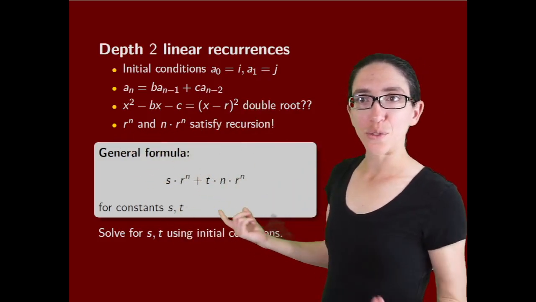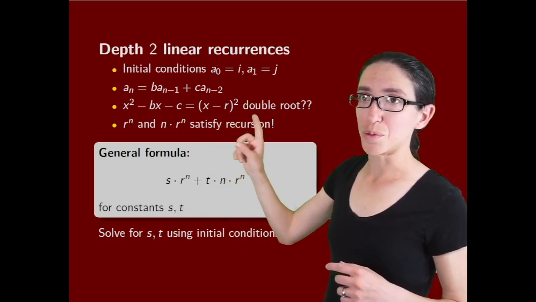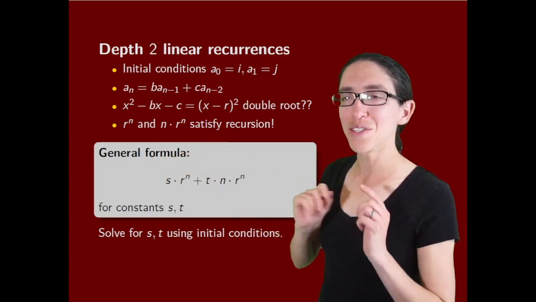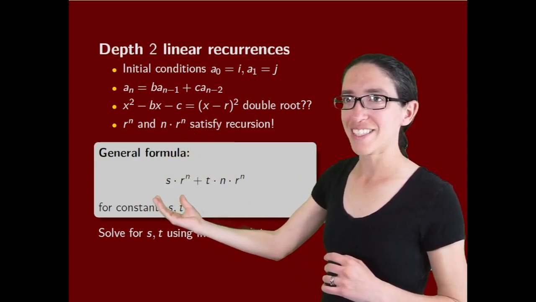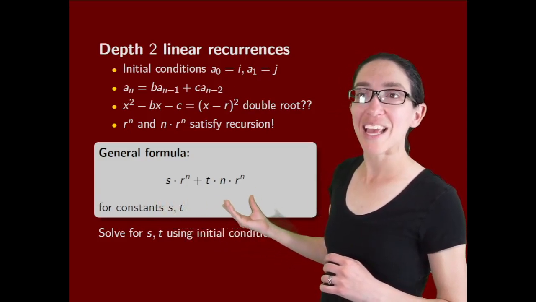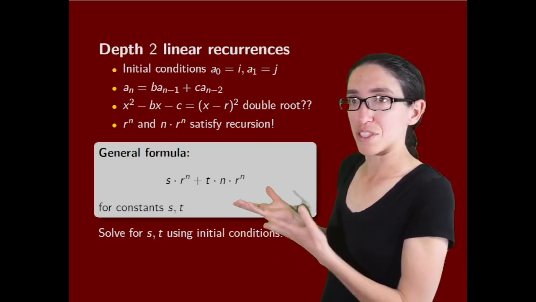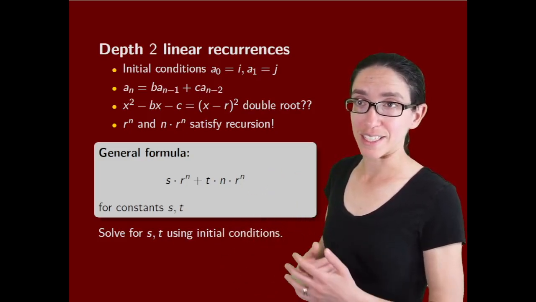Well, now what are you going to do with an s and t? You need two variables. Well, it turns out when there's a double root, you can do a little more algebra and show that n times r to the n also satisfies the recursion in that case. And so the general formula is actually s times r to the n plus t times n times r to the n, and that will be what your explicit formula looks like for some s and t. Again, you solve for s and t using the initial conditions. Nothing different at that step.